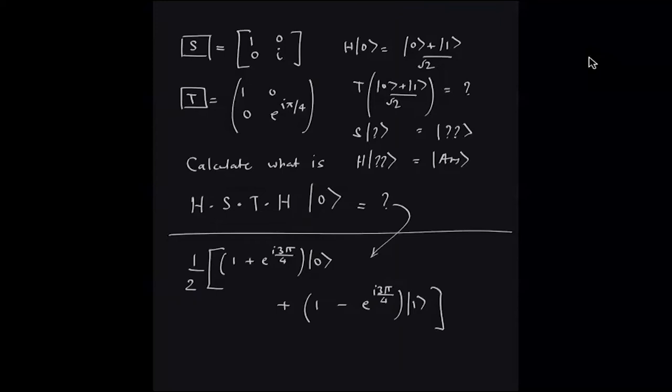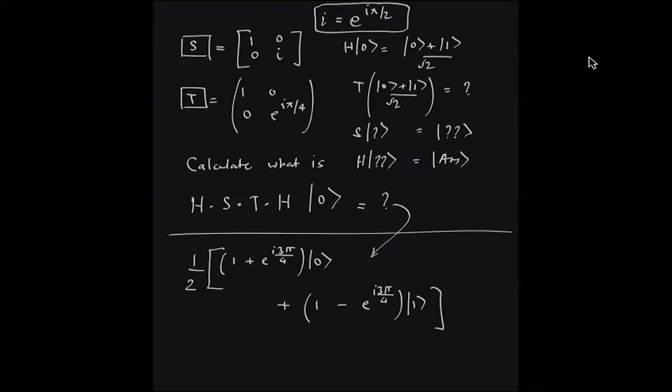I can already see why this is 3 pi by 4. This is 3 pi by 4 because I'm acting with S and T. T adds the phase of e to the power i pi by 4, and S adds the phase of i, which is just e to the power i pi by 2. And pi by 2 plus pi by 4 is 3 pi by 4, right? So this is the basic plan.